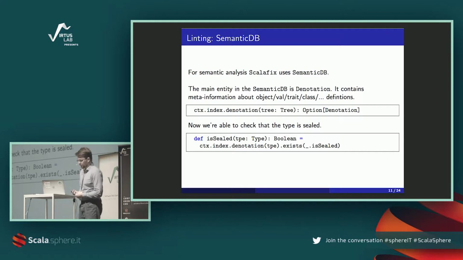And how to access the denotations? We can access the index of SemanticDB by stx.index, and that index has a method called denotation that takes a subtree in our AST and returns an optional denotation. It's optional because not every subtree has some semantic information. And now we are easily able to check that the parent of some trait is sealed, with just one function, isSealed.